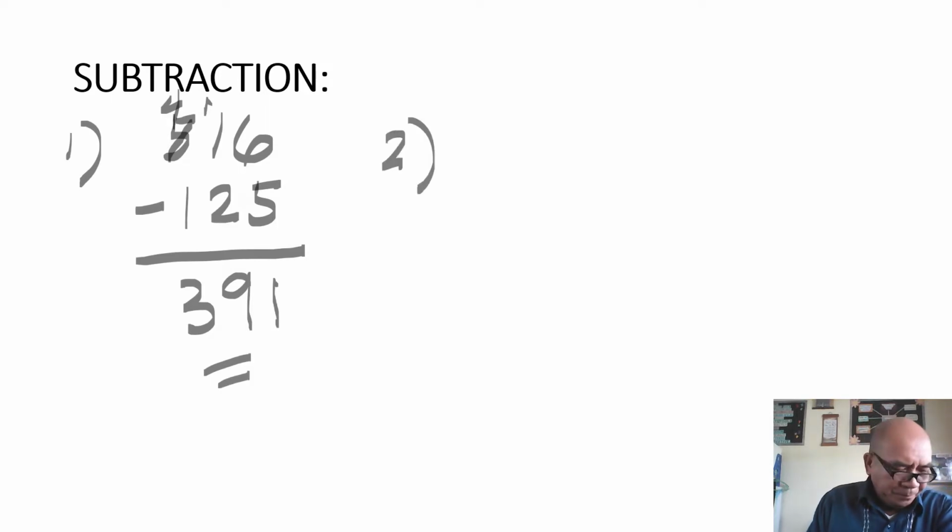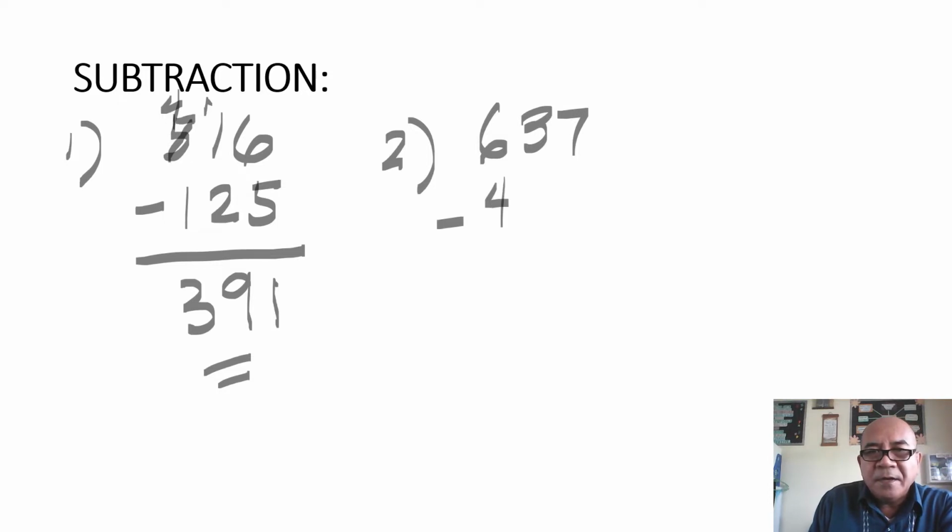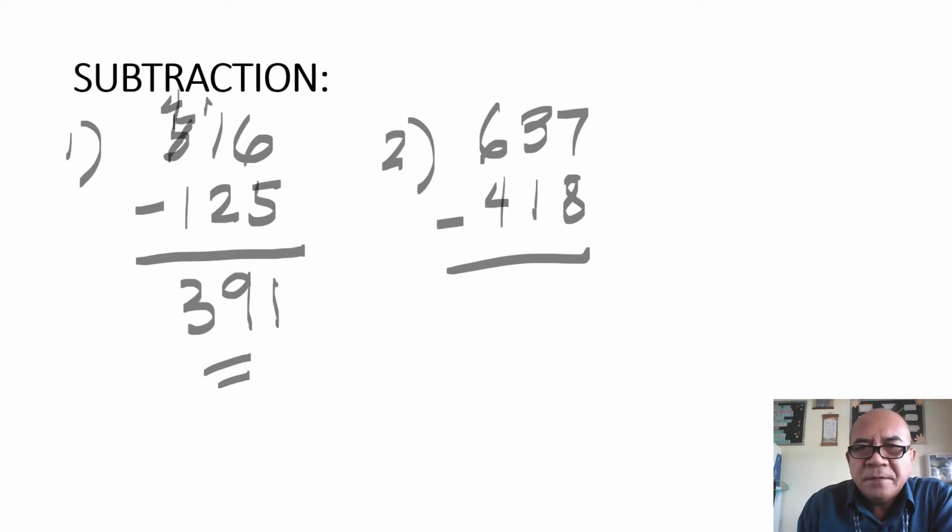Okay, number 2, 637 minus 418. Yan. So, 7 minus 8 cannot be. Kasi kapag nagsasubtract ka, dapat malaki yung nasa taas. So, we will borrow 1 from 3. So, itong 3 magiging 2.